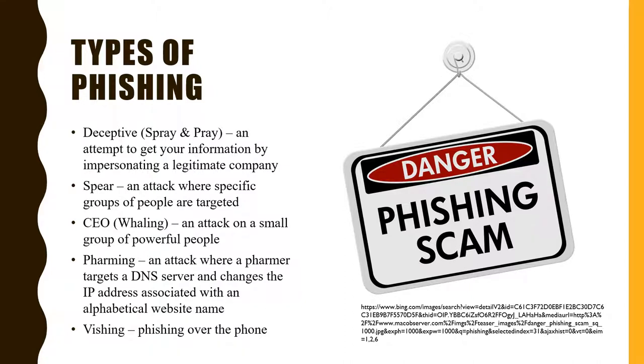As users become more savvy to traditional phishing scams, some fraudsters are abandoning the idea of baiting their victims entirely. Instead, they're resorting to pharming, a method of attack which stems from the domain name system, DNS cache poisoning. Under a DNS cache poisoning attack, a farmer targets a DNS server and changes the IP address associated with an alphabetical website name. That means an attacker can redirect users to a malicious website of their choice, even if the victims entered in the correct website name.